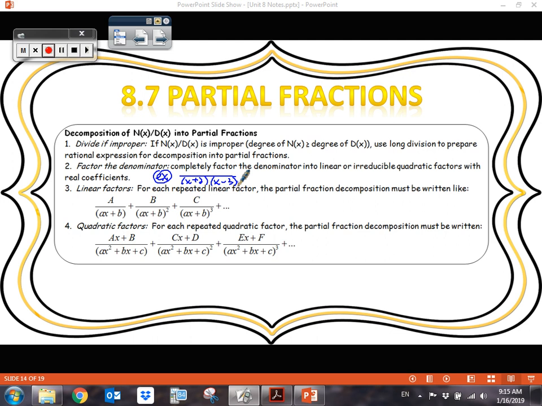When we break this apart, a linear factor is going to have just a letter over it, whatever letter in the alphabet. So we would break this apart to be A over x plus 2 plus B over x minus 3. Now there's a whole lot of other stuff we're going to do to this process. I'm simply demonstrating how to break it apart. There's a lot more we're going to do, so don't think that this is it. A student was like, well, what about the numerator?